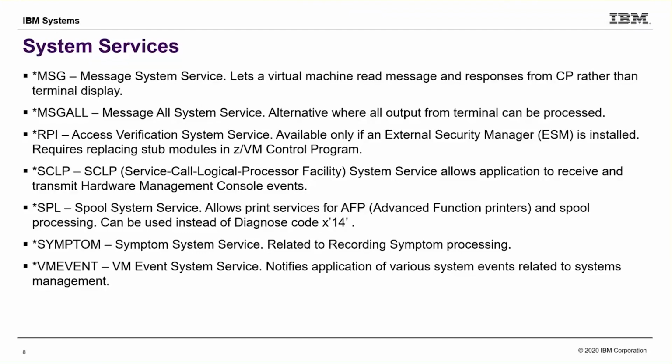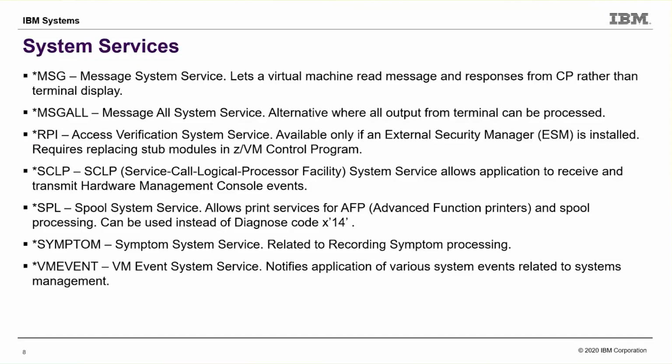And then next we have a security related one. So *RPI, right, is what's used by different external security managers. Normally from an IBM perspective, that would be RACF. This really only comes into effect if you have an external security manager installed in the system, right? And so part of what we do from a hypervisor perspective is there are stub modules that the z/VM control program ships with, and those get replaced by these external security managers.